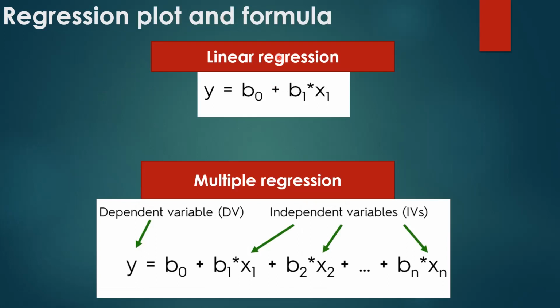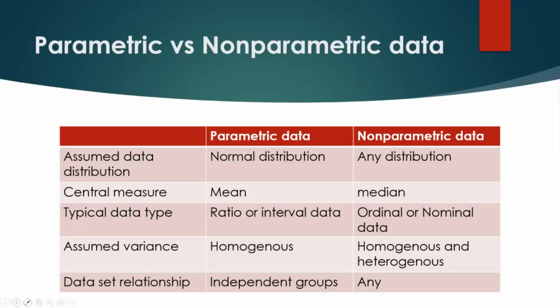Okay. So regression, like I said, is this line y equals b0 plus b1 x1. So you see b1 is the gradient, b0 is the intercept, and the independent variable is x1 and the dependent variable is y. So we can also have multiple regression when there is more than one independent variable, as you can see here, x1, x2, right up to xn. So this is the generic formula for multiple regression. Okay, so now I just want to talk about parametric versus non-parametric data.